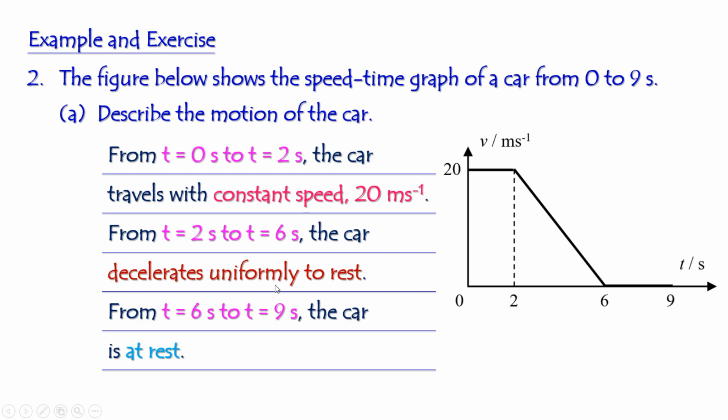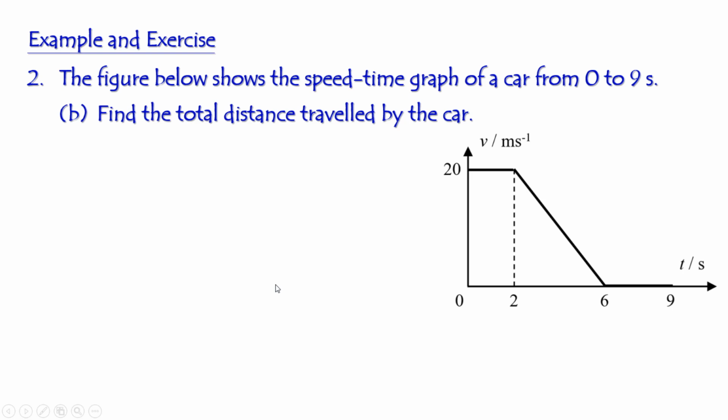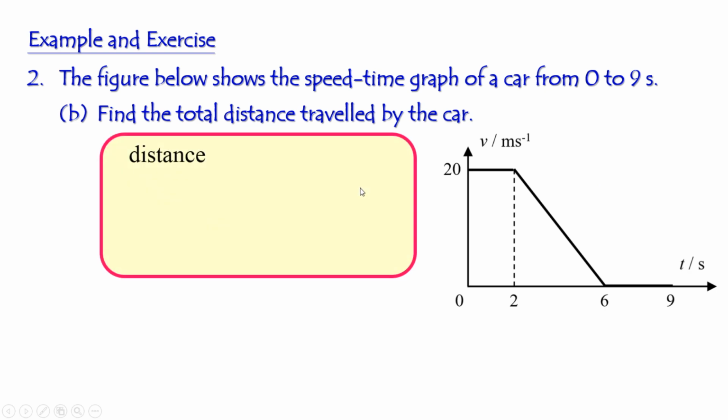Is it okay? And for part B, you have to find out the total distance travelled by the car. So you can take a look at the instruction on page 5. You can find out how to find the distance travelled by an object from the v-t graph. It should be the area under the graph. So the distance should be equal to the area under the graph.